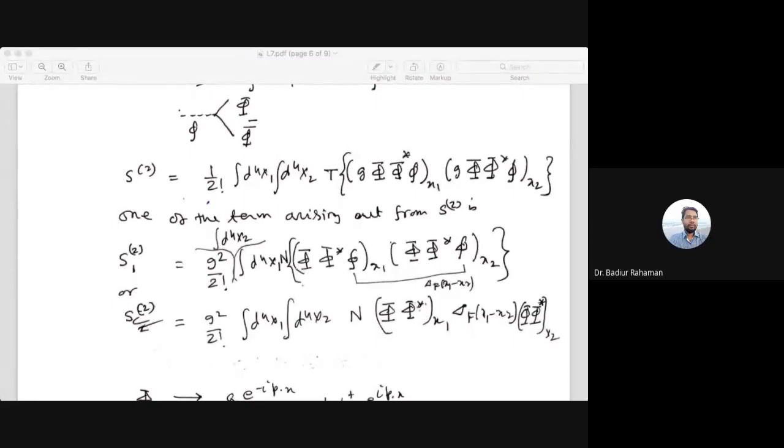Sir, I have a small question. Yes, please. In the case of the propagator, i over p square minus m square, there was a plus i epsilon. Is that epsilon being neglected here? That's a very good question. No, you can put it 0. The epsilon always tends to 0, so you can put it 0.